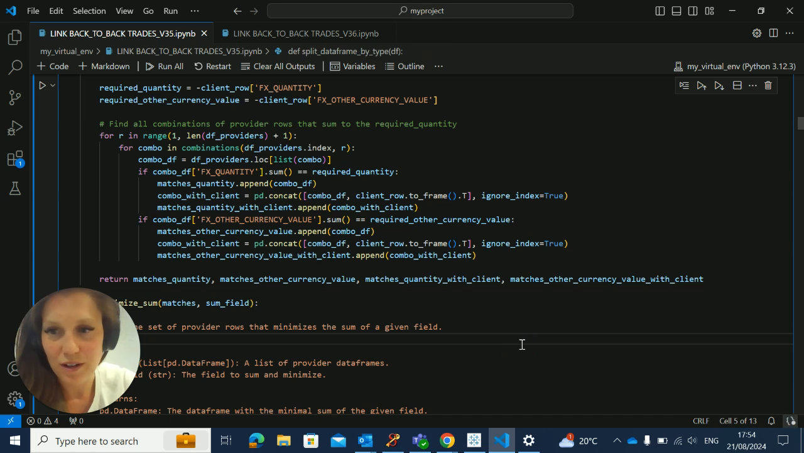I don't know how to turn off Loom, so don't see you guys. What is it? Control Shift L.